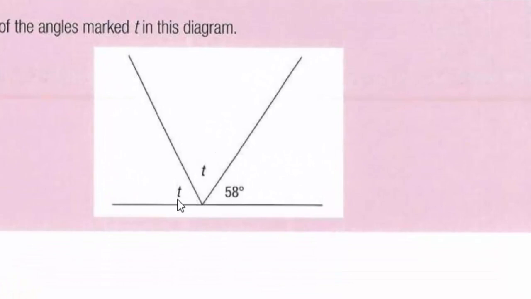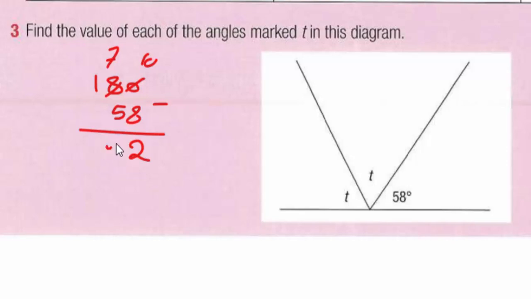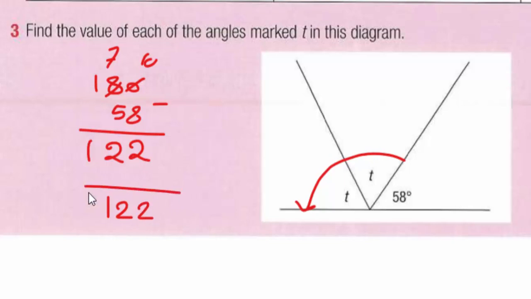Now TT means these two T's, these two angles are equal. Okay? And this angle is 58. From 58, how much more we need to complete 180? Then 180 minus 58. 10 minus 8 is 2. It became 7. 7 minus 5 is 2. 122. It means these two angles together, they add up to 122. Since they are equal, 122 divided by 2 will be the size of angle T.